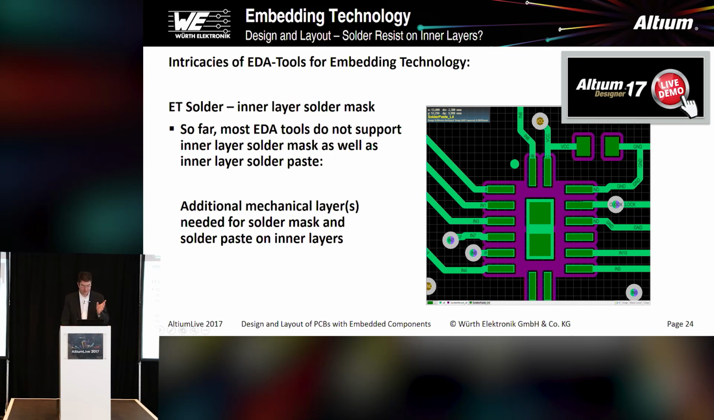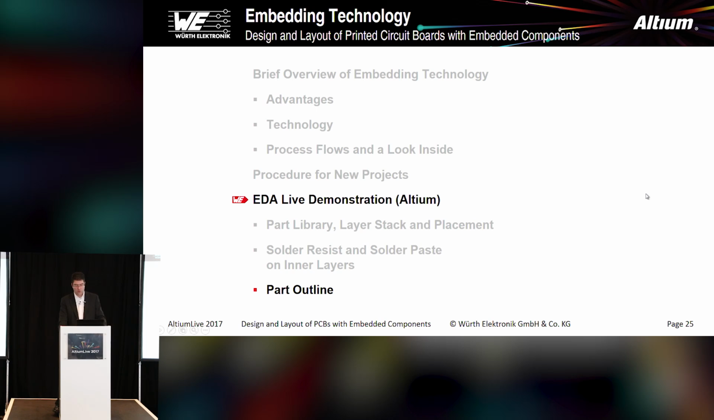So what else do we need? Solder paste, but solder paste is basically done just like the solder resist. You have a next mechanical layer and put your solder paste directly onto the pads as you want to have it. Unfortunately, not automated yet, hopefully in future. What else do we need?